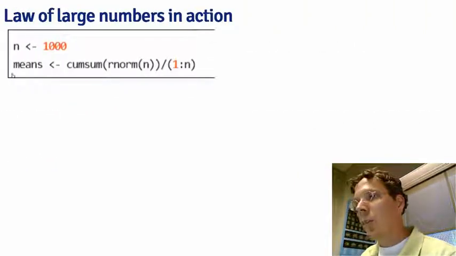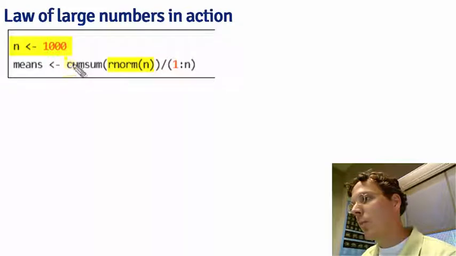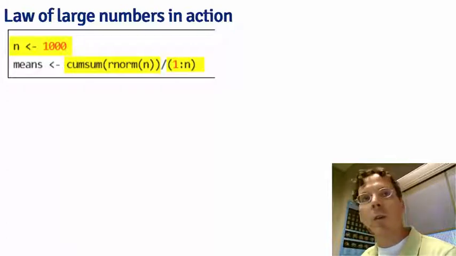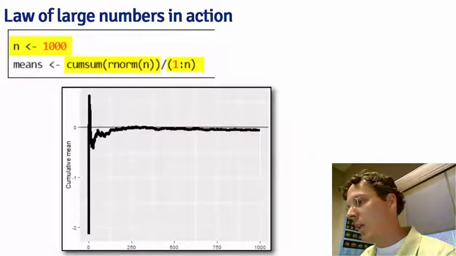Let's show the law of large numbers in action. I'm going to set my number of simulations to be 1,000. Then I'm going to generate 1,000 random normals, and I'm going to take their cumulative sum. Then dividing the cumulative sums by 1 to n gives the cumulative means. In other words, the mean of the first observation by itself, then the mean of the first and the second observation, then the mean of the first, second, and third observation, and so on. What you see when you plot the cumulative means by the index is that early on there's a lot of variability in the mean, but then as the number of simulations goes on, we get closer and closer to the true population value, which is 0.